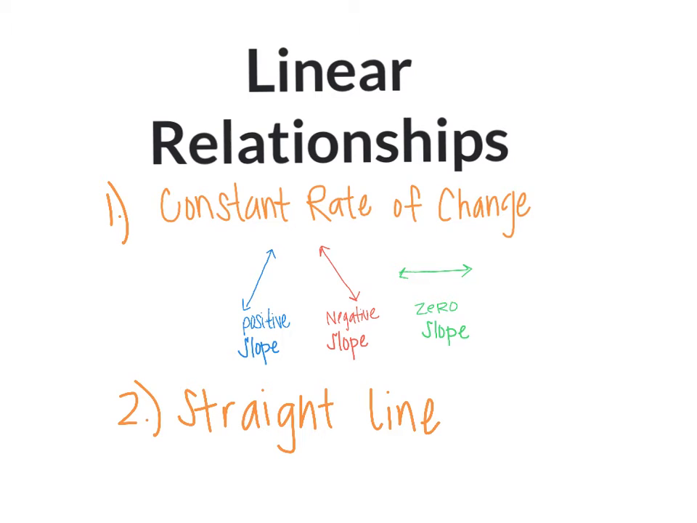This video is going to talk about linear relationships. Linear relationships have two things. You're going to be looking for the constant rate of change, and that is going to be represented by a straight line. It can either be positive, negative, or zero, which means it doesn't change. So those are the big things that you're going to look for in your graphs today.